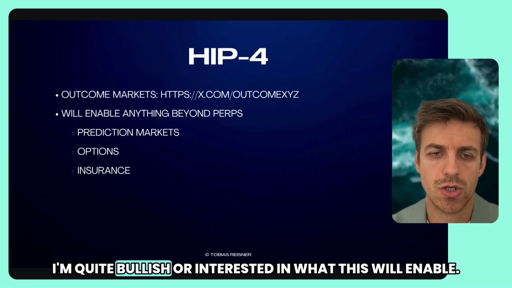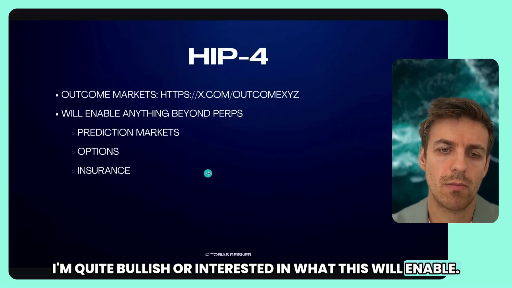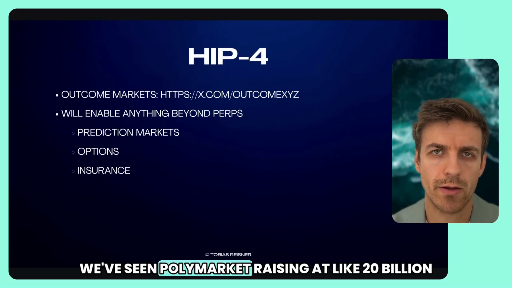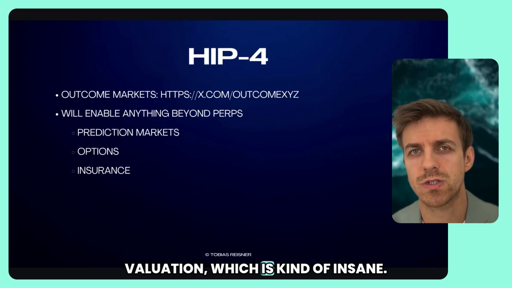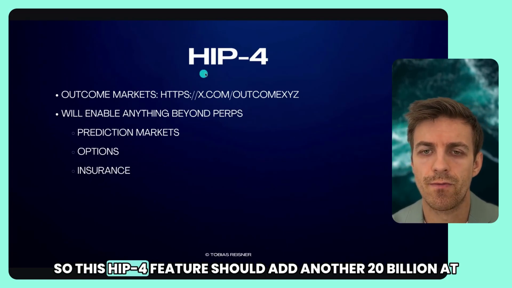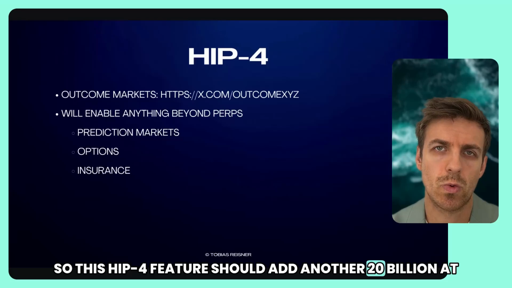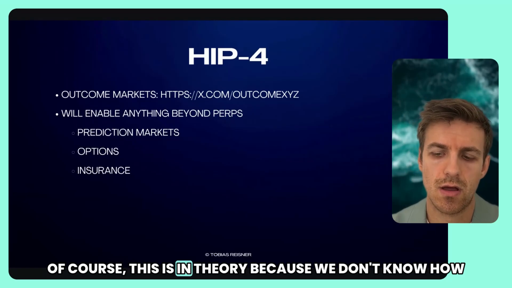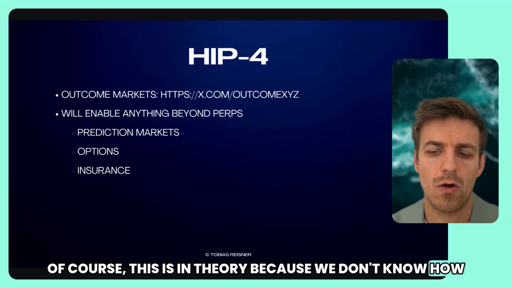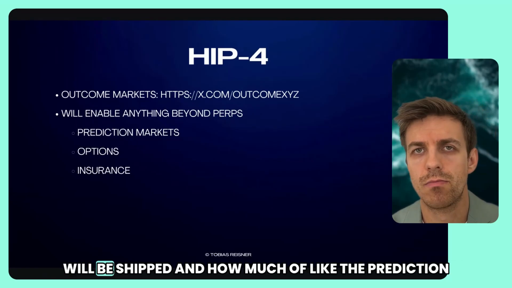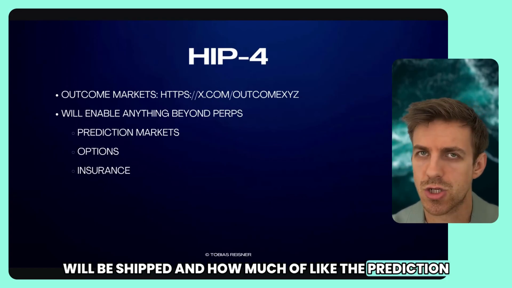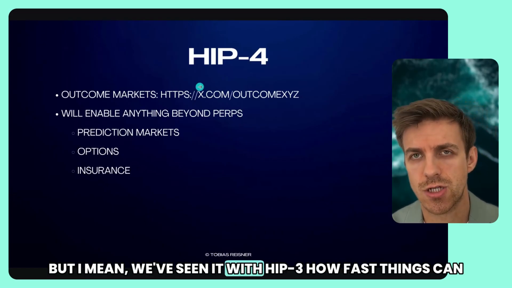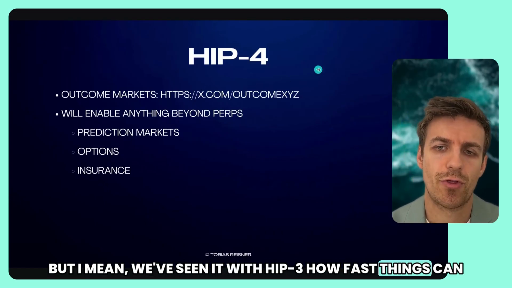I'm quite bullish or interested in what this will enable. Of course, prediction market is the obvious one. Like we've seen Polymarket raising at like a 20 billion valuation, which is kind of insane. So this HIP-4 feature should add another 20 billion at least to the Hyperliquid valuation. Of course, this is in theory because we don't know how fast HIP-4 will be shipped and how much of the prediction market share it actually can gain. But I mean, we've seen it with HIP-3 how fast things can grow.